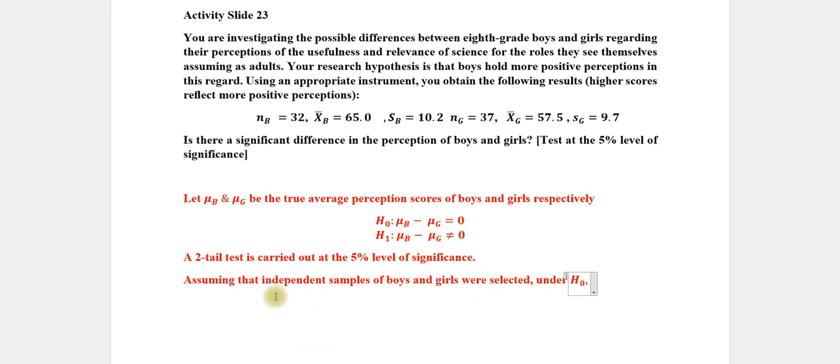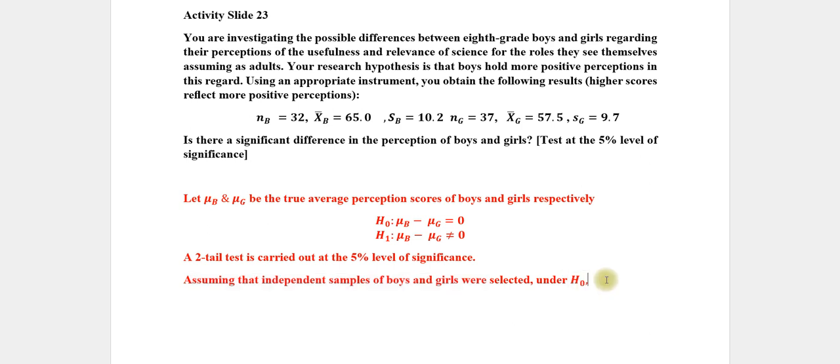So we will assume that the independent samples of boys and girls were selected, and that they were randomly selected as well. Under H note, you might add the random selection, or if you don't want, there is no need, but at least the independent sample should be mentioned.